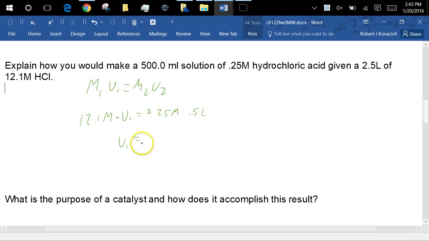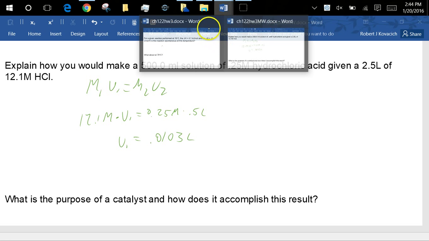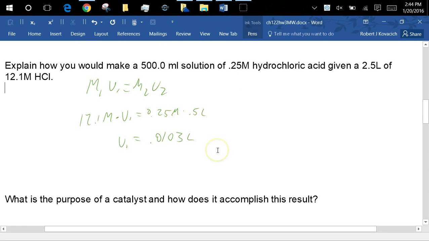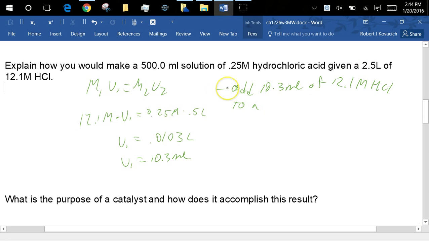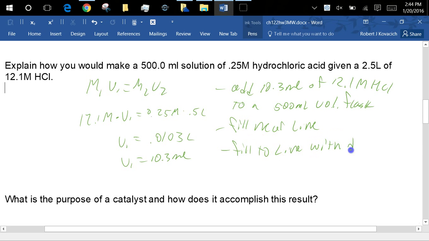Is that really it? 0.0103 liters. This didn't need to be converted into liters. Doesn't matter. So I'm just going to convert it back, and we're going to say the volume is 10.3 milliliters. Okay, so how I would make this is add 10.3 milliliters of 12.1 molar hydrochloric acid to a 500 milliliter volumetric flask. Fill near the line, and then you fill to the line with a dropper.